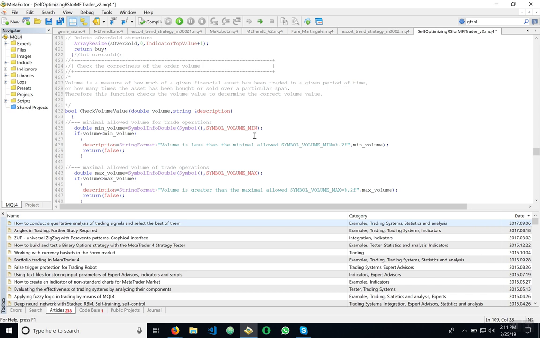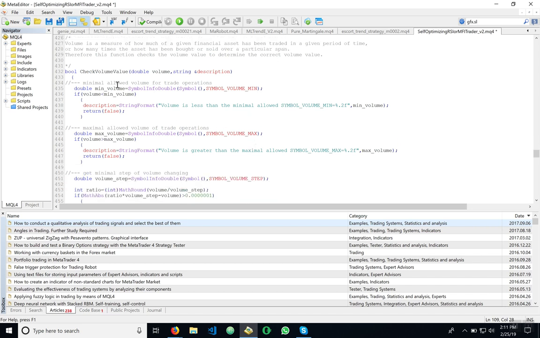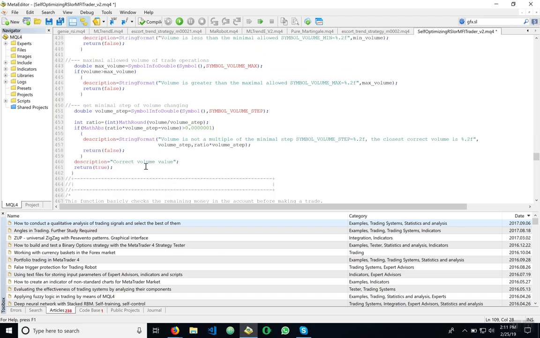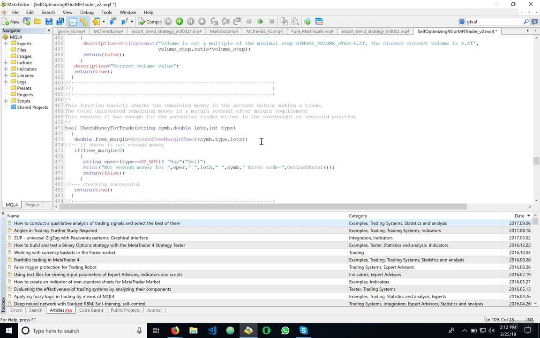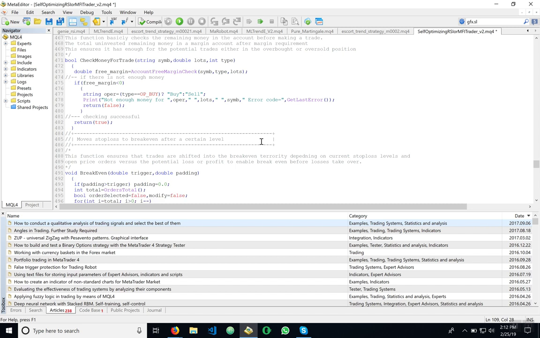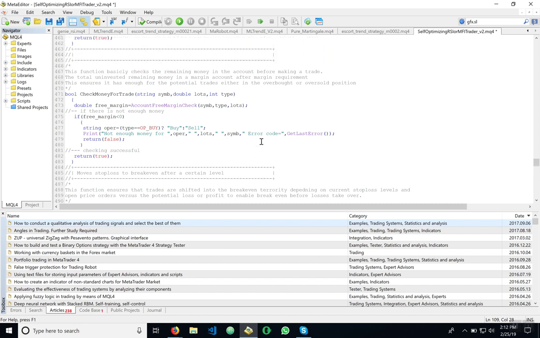And as you can see here, it goes through the minimum allowed value for trade operations, a maximum allowed value, and it gets the step of the volume trading, and it then determines if the correct volume value is there, and this passes on to a yes if it needs, which allows trades. If it's a no, it brings a halt to the trades. Which moves on to the next criteria checking function, which is the check money for trade.